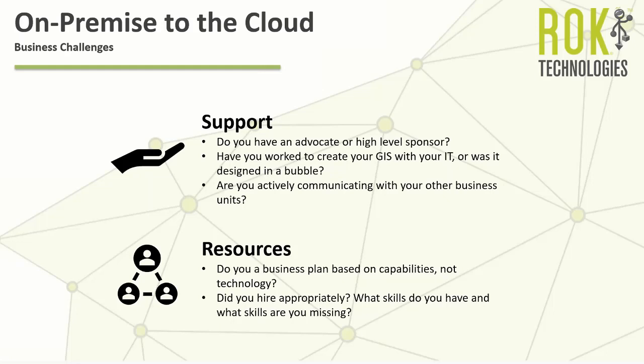So one of the first things I want to cover here when we're talking about on-premise to the cloud: we see a lot of folks struggle with support. And the first thing is, do you have an advocate or a high-level sponsor? So do you have somebody who can help you out within your organization with budgetary requests and who can really be that person who speaks up for GIS? Your high-level sponsor advocate should not be seeing your GIS for the first time when you go to ask for money. They should really be identified early on and help develop your GIS, be involved with it, be there for you so that when you do go to make those budgetary requests, you have that type of support and they understand why you're doing what you're doing.